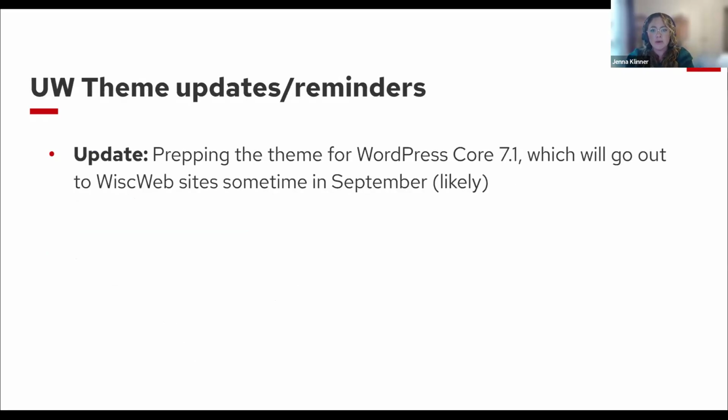In terms of UW theme updates and reminders, we are prepping the service and the theme for WordPress Core 7.1, which WordPress will be releasing on August 19th. However, we're not going to likely get it onto WiscWeb sites until probably mid to late September. But that's just because we need to do testing and prep the theme, with the changes that need to be made. So that's the majority of what we'll be working on over the next several weeks.